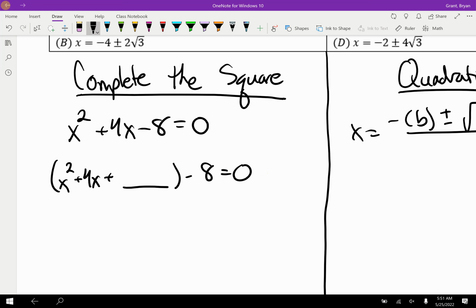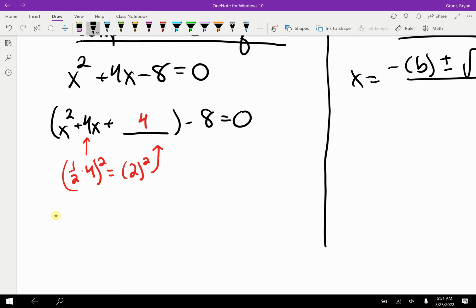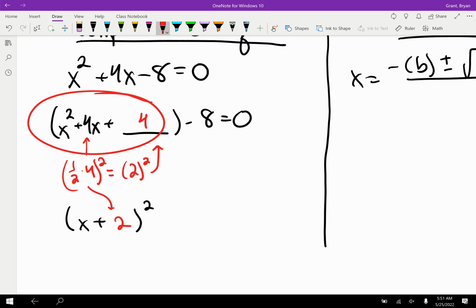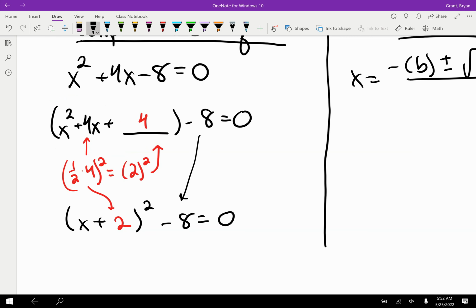To find the number that goes in here, we do half of b and square it. 2 squared, which gives us plus 4. The reason we do that is because that is something that is super easy to factor. It is just x plus half of b, squared. You can use the box here if you'd like. You can use your factoring. What multiplies to make 4 and adds to make 4, but it's generally just faster to say, oh, it's x plus 2 squared. That's the whole point of completing the square. Then we still have, of course, our minus 8 and our equals 0.